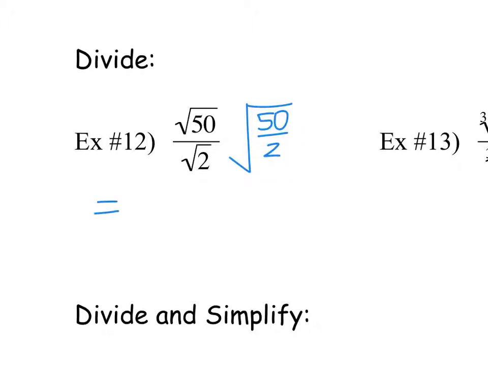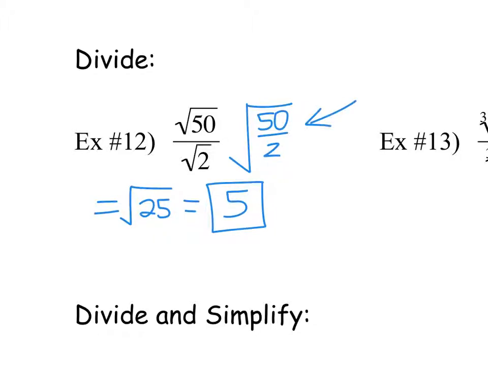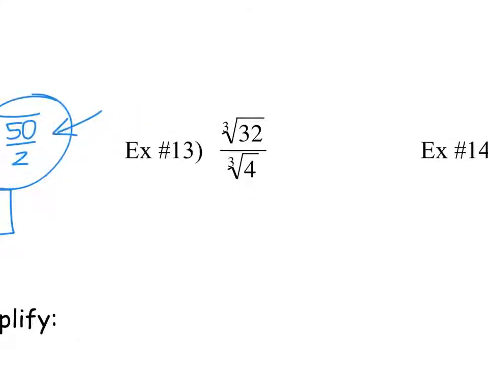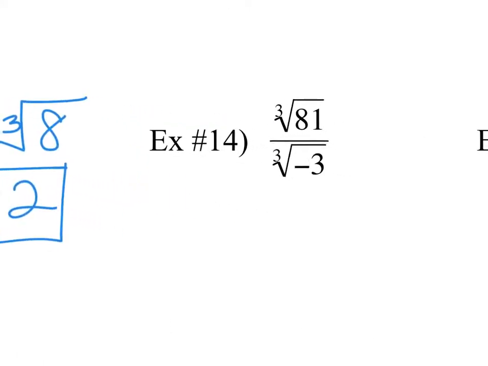And what is 50 divided by 2? 25. And what is the square root of 25? 5. Perfect. Okay? Now, if you want to skip this step right here, you can. You don't have to write that down every time. You can know that rad 50 divided by rad 2 is rad 25. That's okay. Number 13. Cube root of 32 divided by the cube root of 4 is the cube root of 8. Yes. They're both the same radicals, so we can divide 32 by 4 and get 8, and that is equal to 2. Good job. All right, 14.